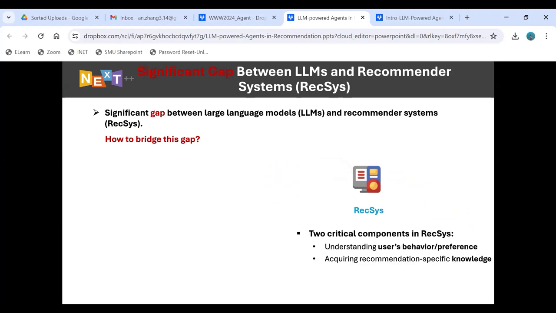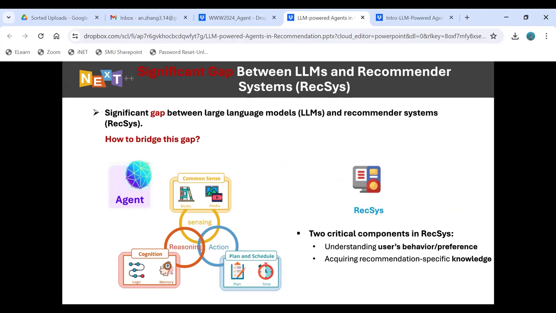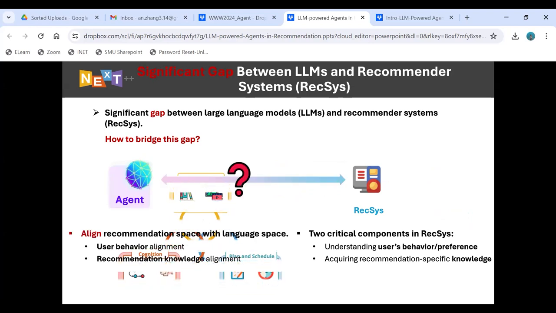So two critical components. And with the recent advances in large language models, agents demonstrate remarkable achievements in autonomous interactions and user preference understanding. So how to bridge these two? How to align the recommendation space with the language space is very important. From my personal perspective, I think we have two potential research directions. The first one is user behavior alignment, and the second one is recommendation knowledge alignment.